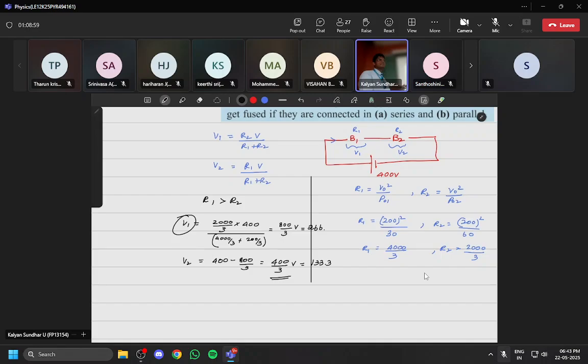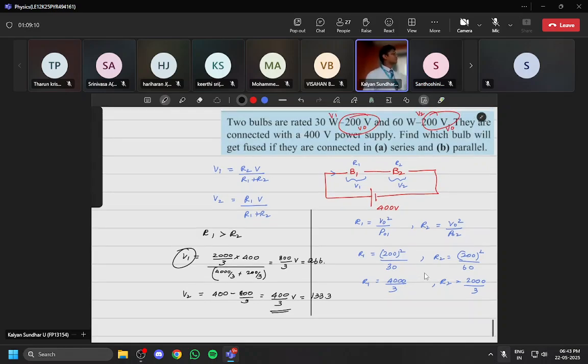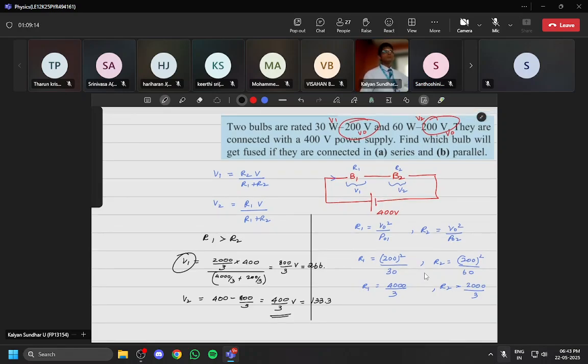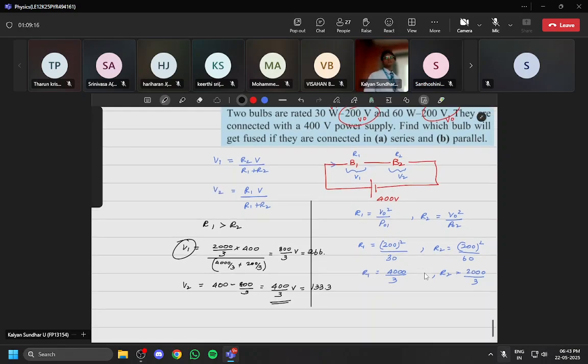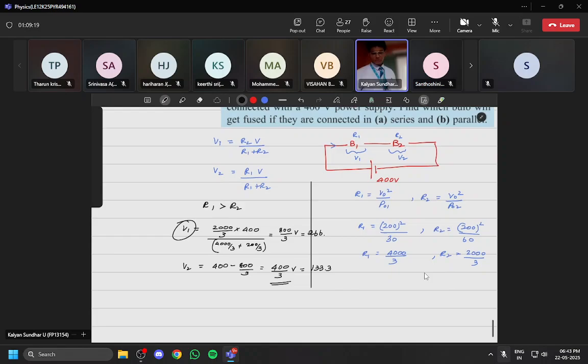Same goes for your parallel. Parallel is even easier. What is the potential across them? How much? 400. So if both have 400, and the standard voltage rating of both is 200, and 400 is being applied, both will get fused. That's it. So this is the question and this is the solution. Make note of this.